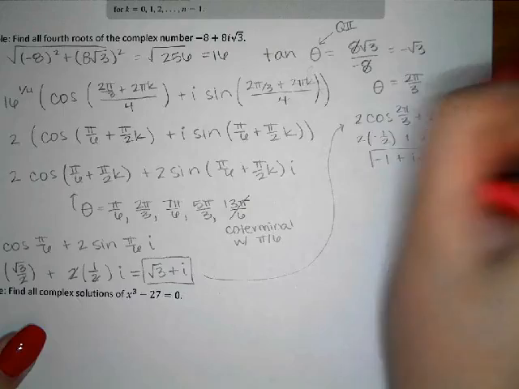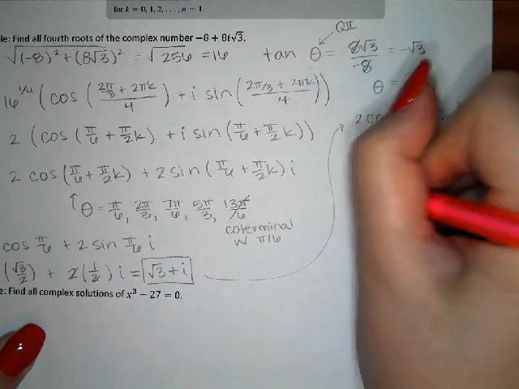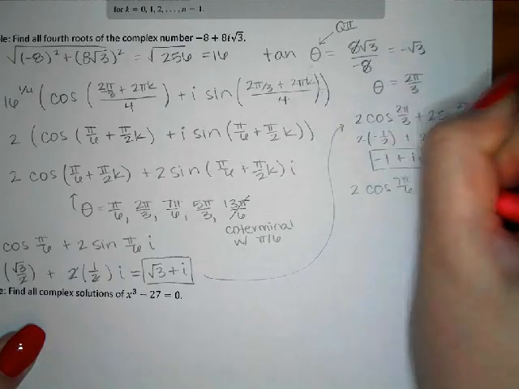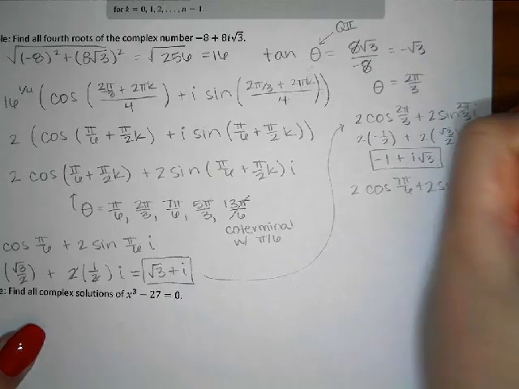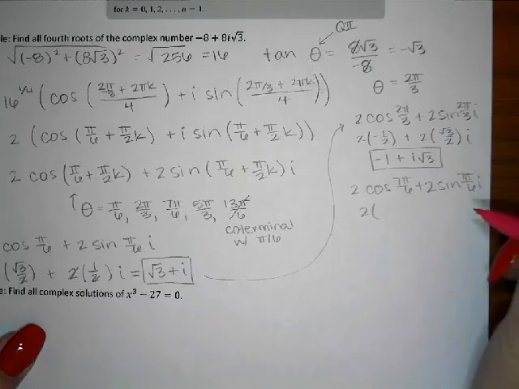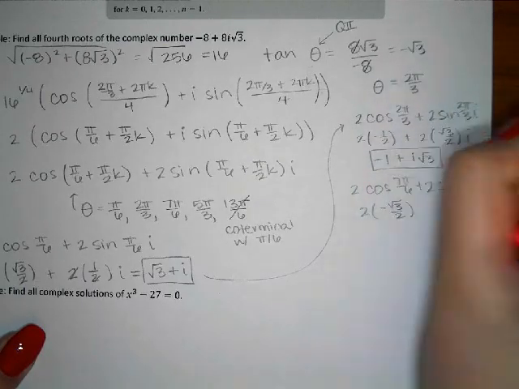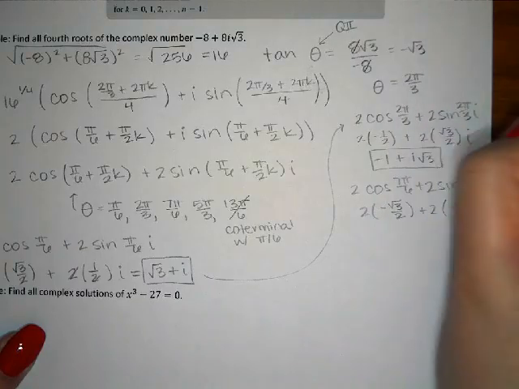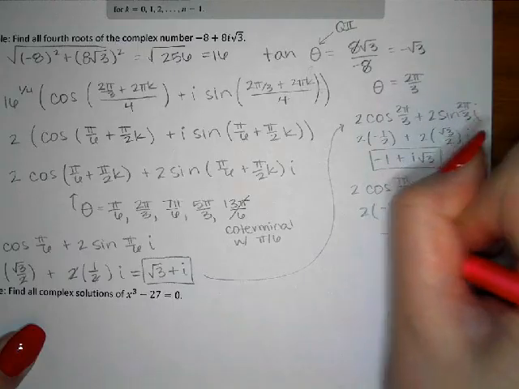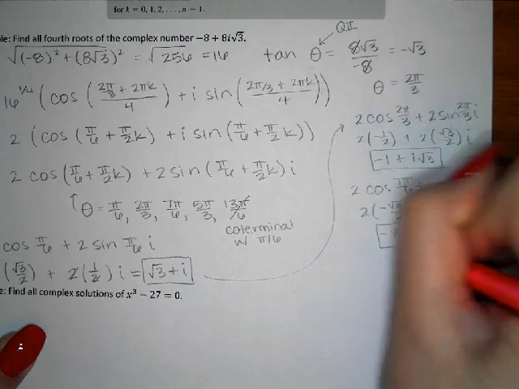For my third complex number, I would have 2 cos 7 pi over 6 plus 2 sine 7 pi over 6. So cos 7 pi over 6 is negative root 3 over 2. Sine 7 pi over 6 is negative 1/2. Negative root 3 minus i. So there's a pattern here. You can see we're getting all the different variations of this.